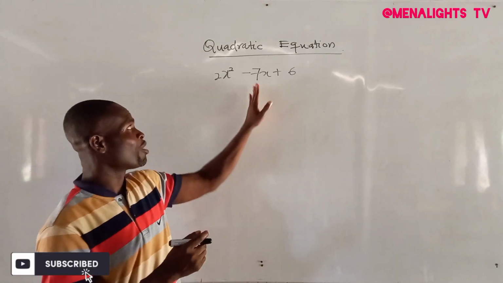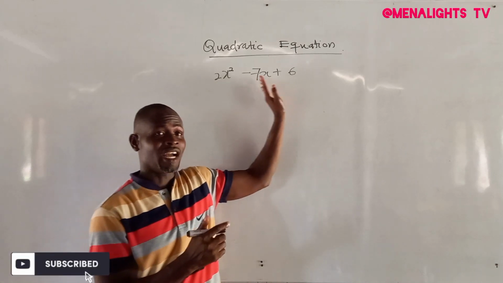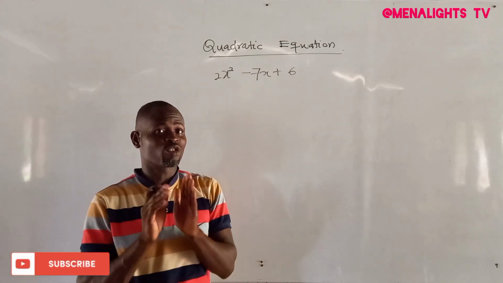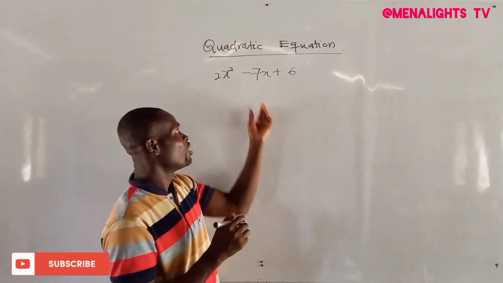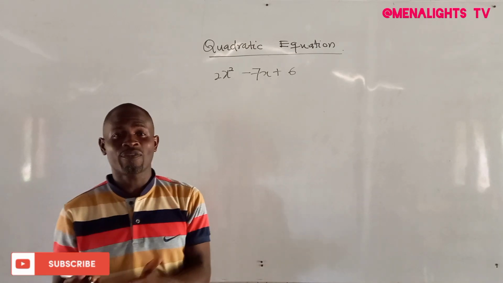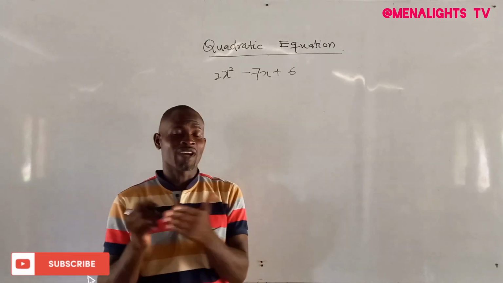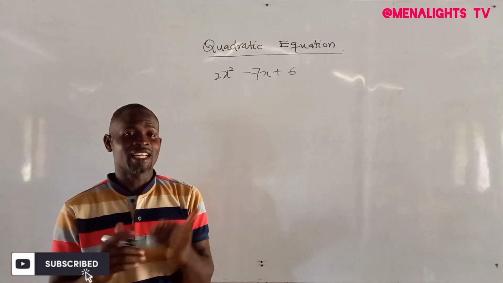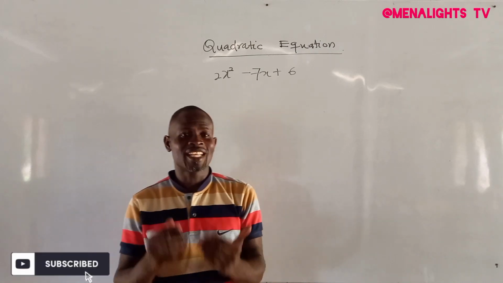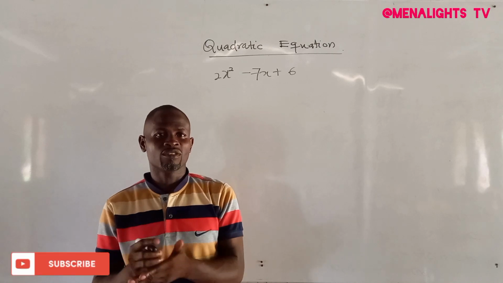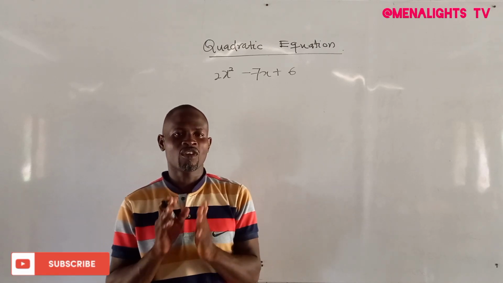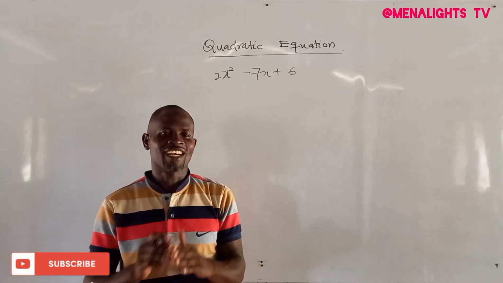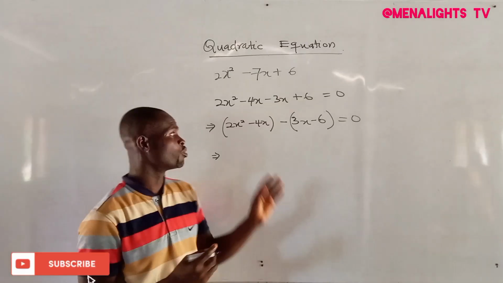look for two numbers. When you add, you get negative 7, and when you multiply, we are going to get 12, not 6. So looking at this, we know that negative 4 and negative 3, when you add them, you get negative 7. And then negative 3 times negative 4 will give you positive 12. So the numbers are negative 3 and then negative 4.